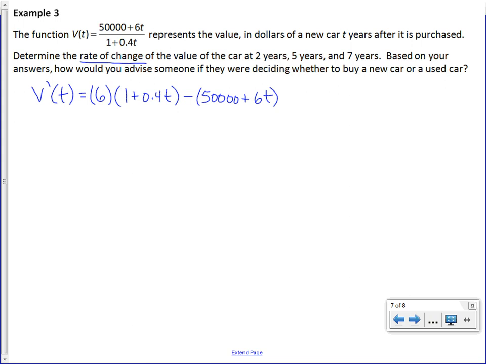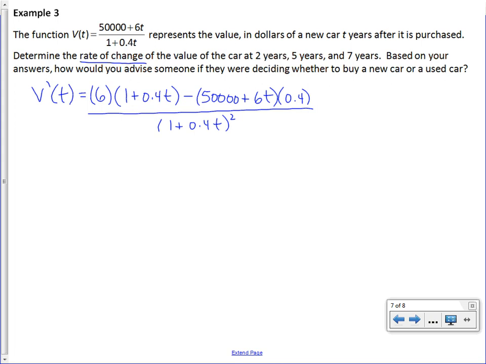Times derivative of bottom, derivative of 1 plus 0.4t is 0.4, all over bottom, 1 plus 0.4t, all squared. Now, in this case, because we're going to be inputting multiple values, do you want to maybe do a simplify step and then use it to find the values? Or else you have to use this 3 times.